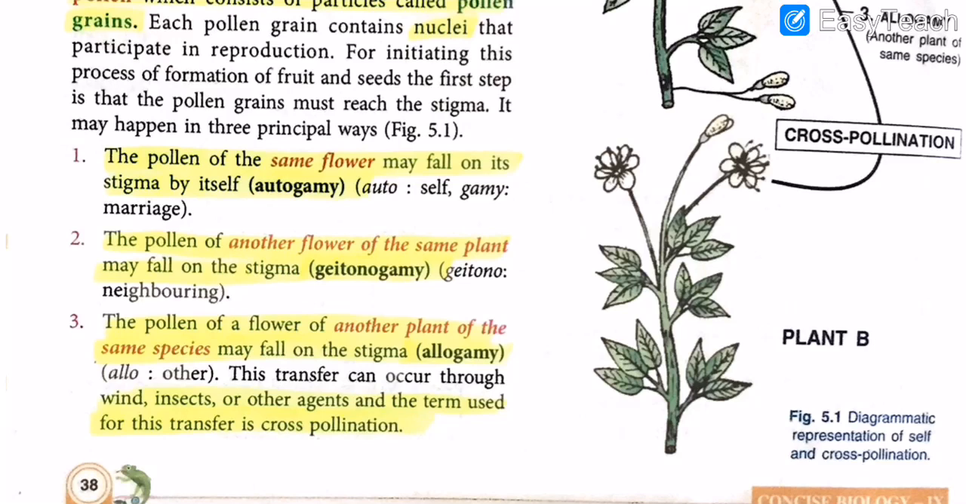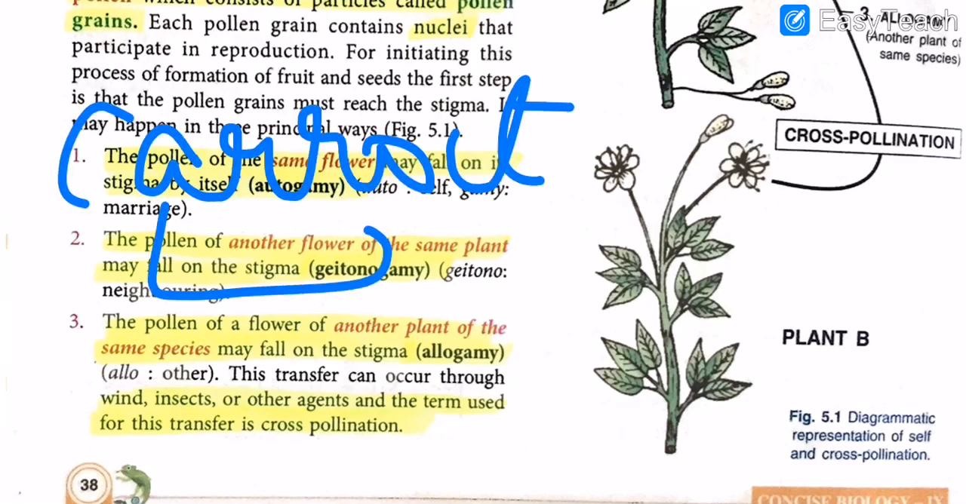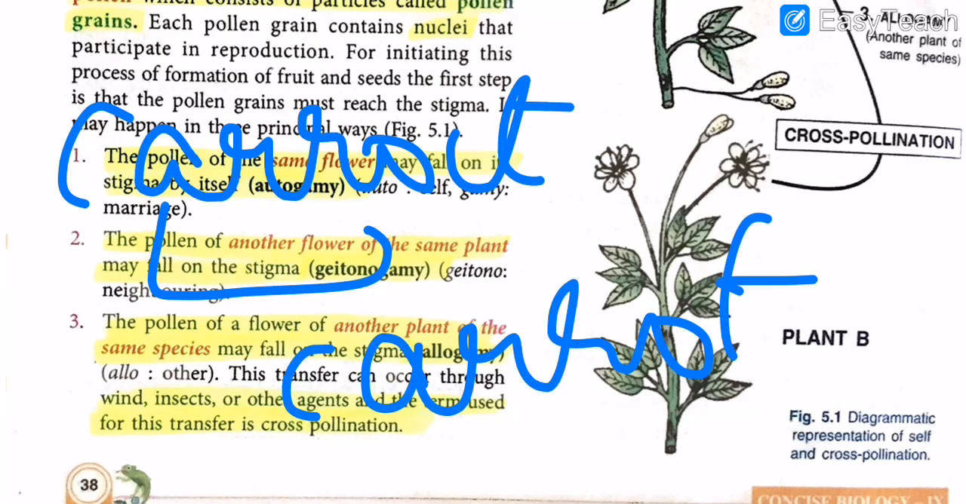Let's take these three. Gamy means marriage, right? Autogamy: the pollen falls onto the stigma of the same flower. Let's say the pollen and the stigma are of the same religion and caste, and they marry each other, just like an arranged marriage. Now, the pollen of another flower of the same plant: if this is a carrot plant, the pollen from the carrot plant goes to another flower, but of the same kind, of the same plant, that is the carrot plant itself.